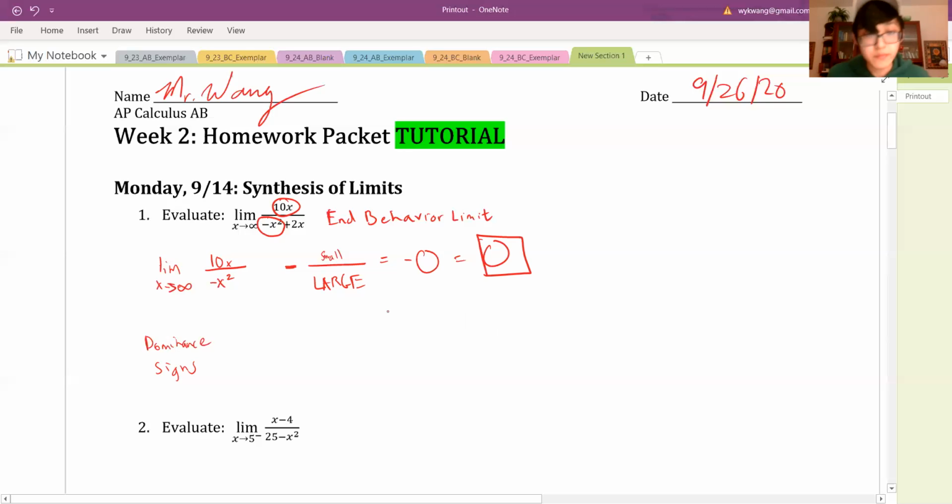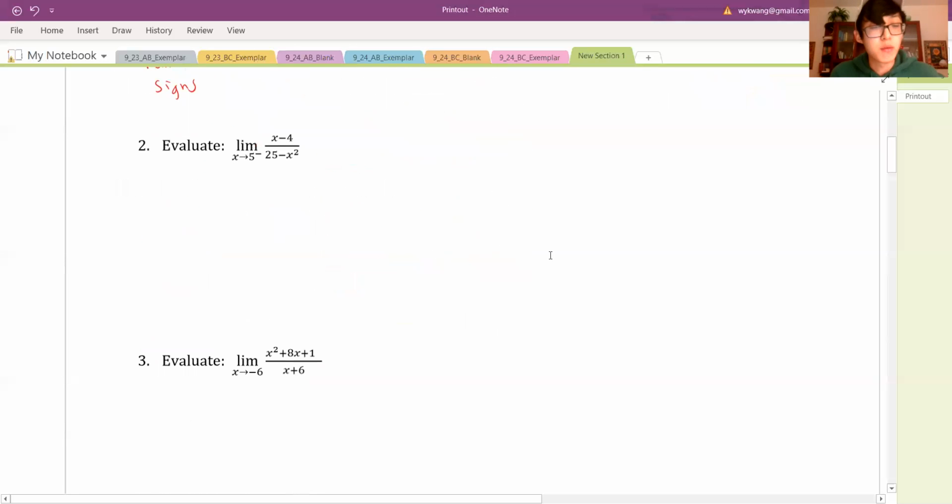Moving on to the next problem, the limit as x approaches 5 from the left of x minus 4 divided by 25 minus x squared. I think this problem is kind of frustrating because our first instinct is, oh, perfect, let's factor this. 25 minus x squared looks like it's just begging to be factored. I'll show you how I would factor this. I'm going to factor out the negative 1.